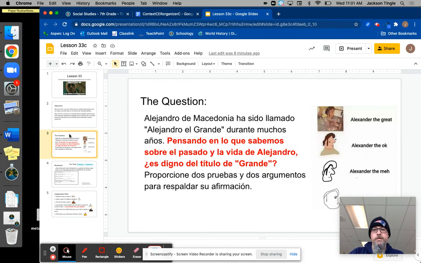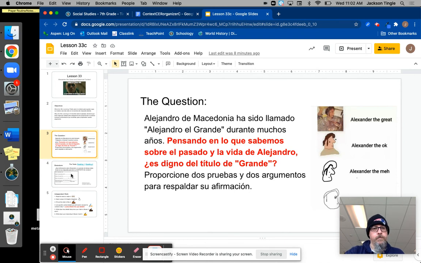The question that we are going to look at is whether or not Alexander is great. Alexander of Macedon has been called Alexander the Great for many years. Do you think that he should be called Alexander the Great? Does he deserve that title? You need to provide evidence and reasoning to prove your claim.